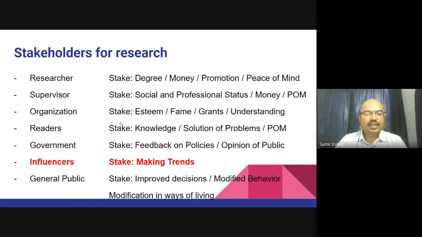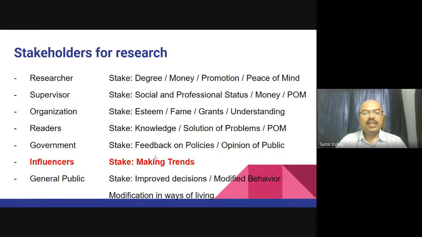Then for the organizations, the more research is being conducted in an organization, its esteem, its name, and the grants being awarded to the organization all increase, and definitely increase the name and fame of the organization. Understanding of a specific subject or understanding of the organization also comes out. Then the readers. There are certain readers who read research just for the sake of knowledge. Then solutions: certain people can get the solution to problems, and once again, if you are getting the solution to a problem, you will get peace of mind.